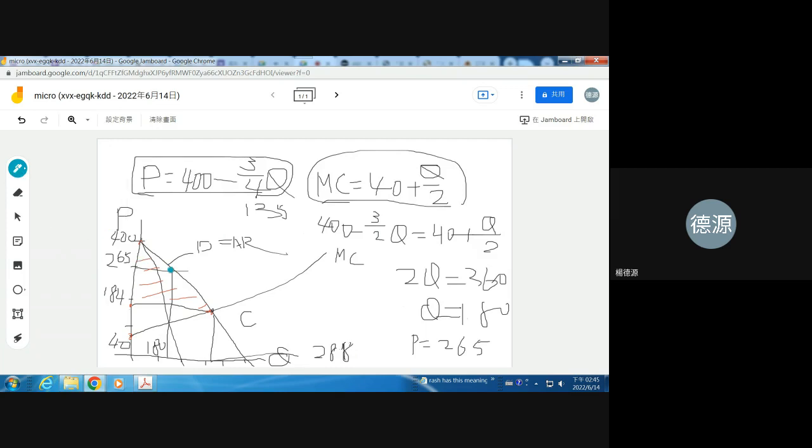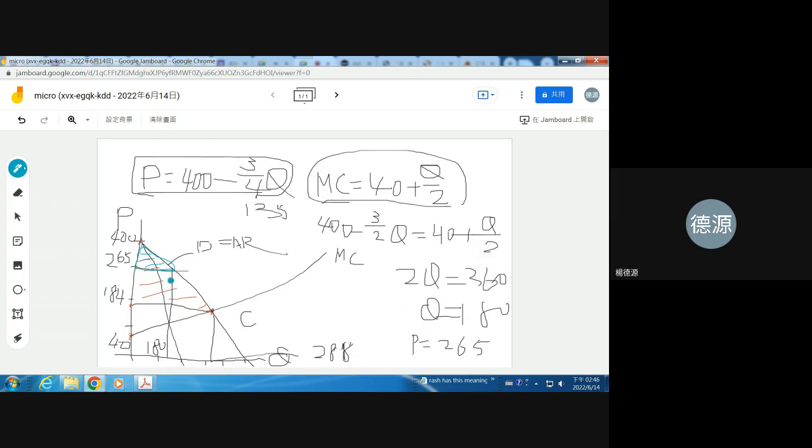So when it is monopoly, consumer surplus is this area. And what about producer surplus? We need to remember the definition of producer surplus: the amount the producer actually gets, and the amount the producer is willing to accept.